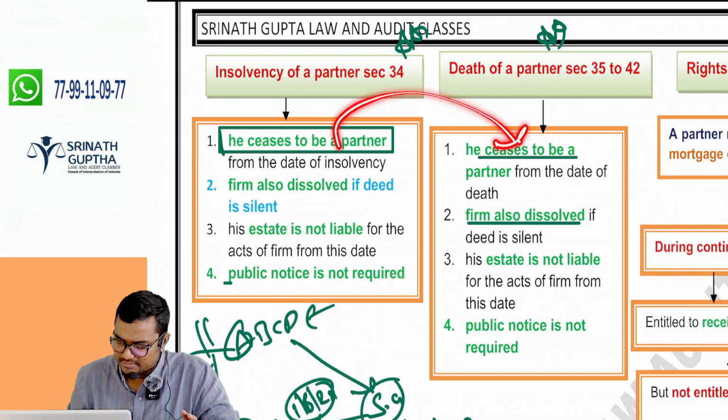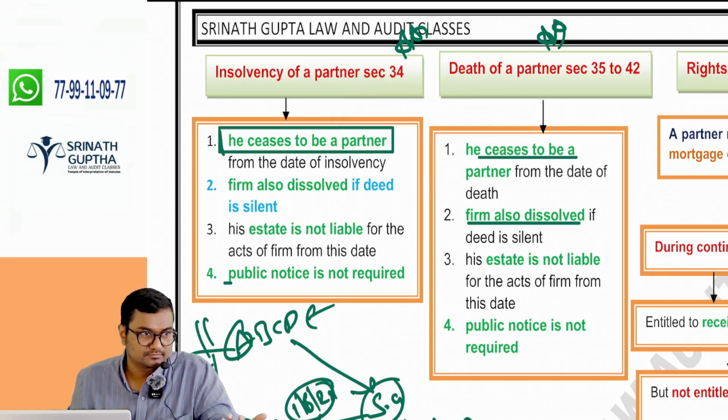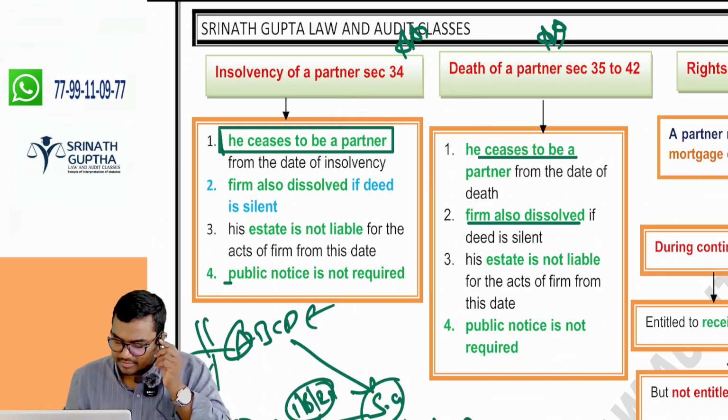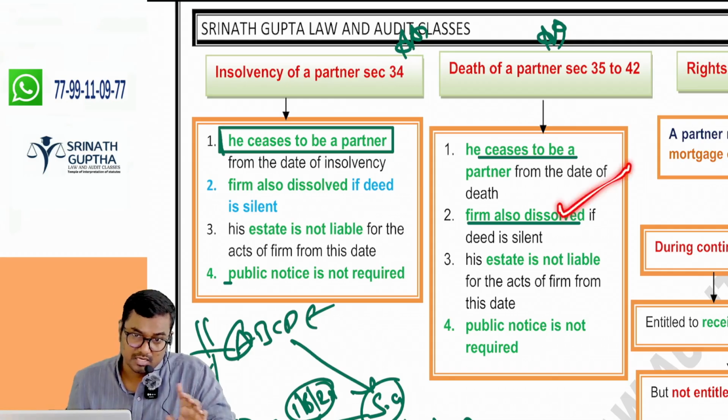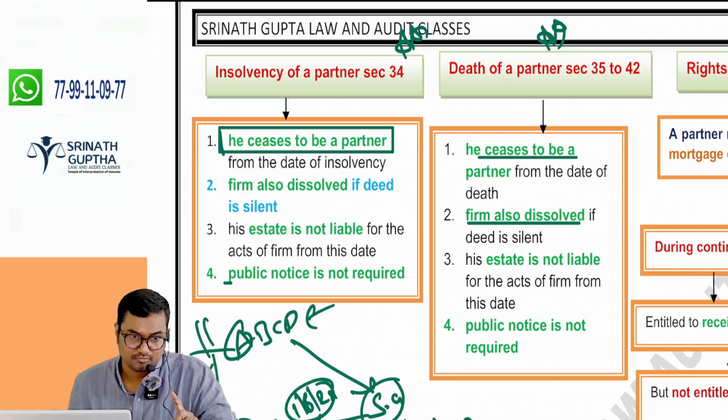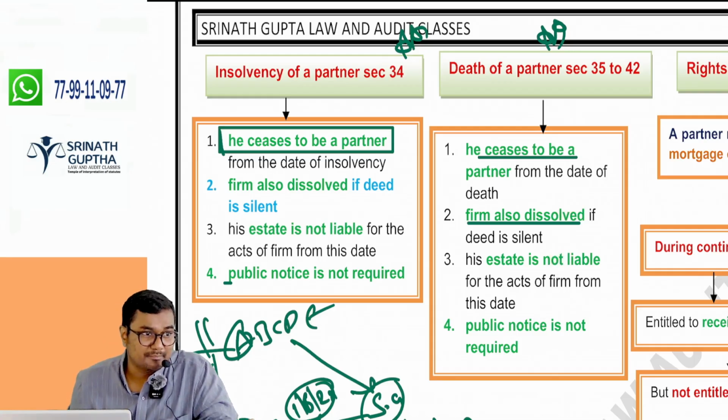Same in the case of death also. If he dies, the body will be there but has no value, because he is insolvent. No money, no value. From the date of the death, he ceases to be a partner. The firm will be dissolved if the deed is silent, and his estate is not liable for the activities of the firm. Even his legal representative is not liable for the activities of the firm after his death. Public notice is also not required.